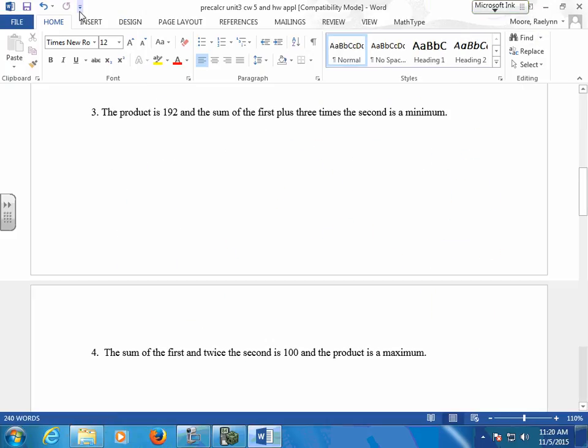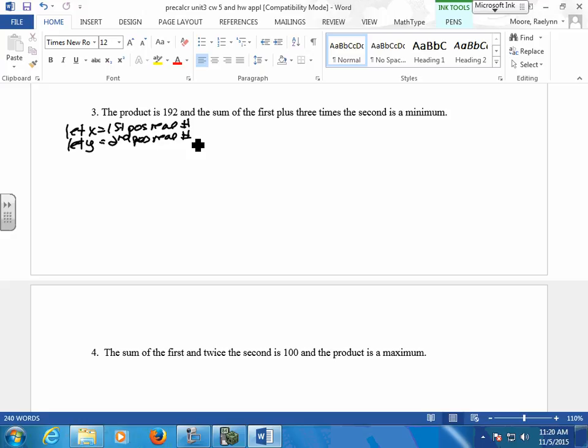Let's walk this through. The directions for 1 through 4 were: I have two positive real numbers. So let x equal your first positive real number, and let y equal your second positive real number. Now, what am I maximizing or minimizing? Look for the word maximize or minimize. Minimum. So what am I doing a minimum on? The sum is a minimum. Just don't worry about all those other pieces in there.